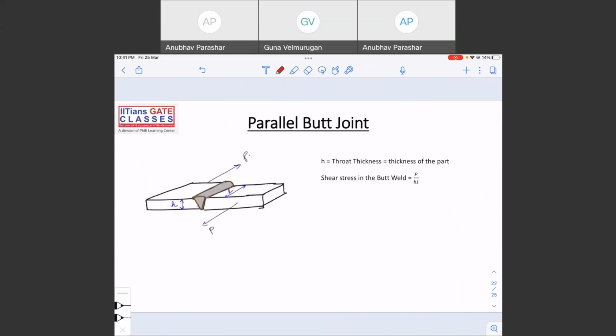Similarly, about the parallel butt joint. You can see the parallel butt joint. What is the cross-sectional area? The cross-sectional area I can write directly as H into L. Here there is no concept of minimum cross-section. Cross-section is directly H into L, right? So a parallel butt joint will fail because of shear. The shear stress in the butt weld is equal to force divided by the cross-sectional area. Here the throat thickness is the same as that of the part thickness.